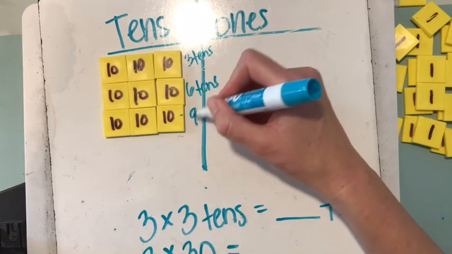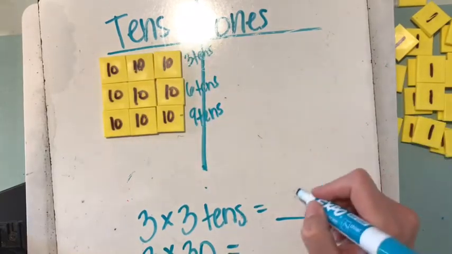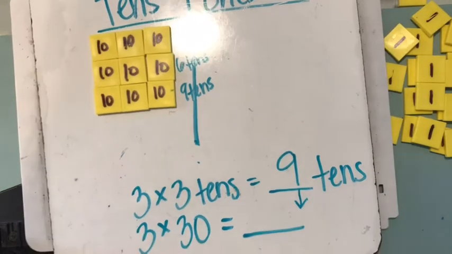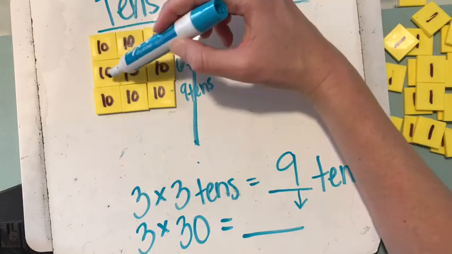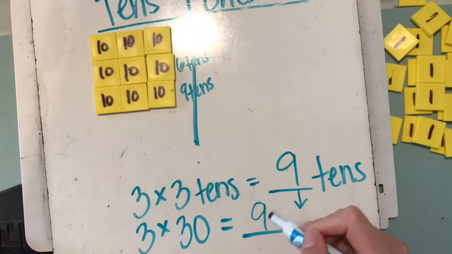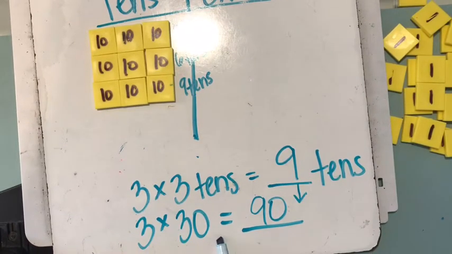And I have 9 tens. So how many tens do I have? 9 tens. But now let's change that and we're going to put that into number form. So 9 tens equals what? Well, let's count them. 30, 60, 90. So now I have 90. So 3 times 30 equals 90.